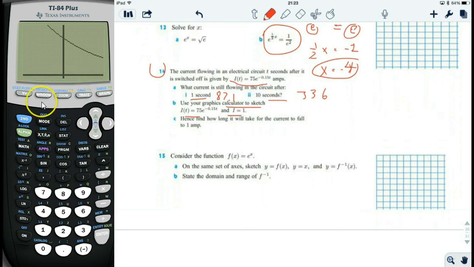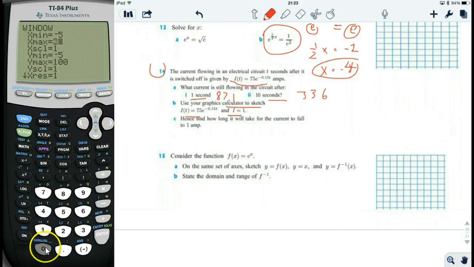Hence, find how long it will take for the current to fall to 1 amp. Let's see, can you see that that's going down, but it's not near 1 yet? So how are we going to see that? Well, we're going to have to change the window size, and we're going to change the x max to something much bigger than 5. Let's say 200. Maybe that'll be enough to see it cross. Oh, there. It seems to have reached it.